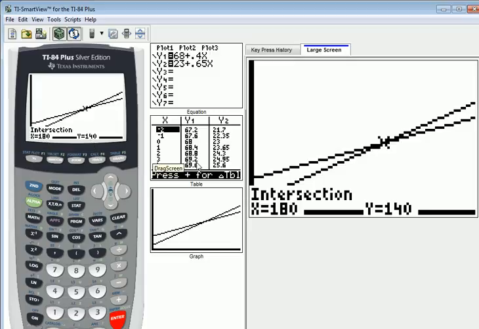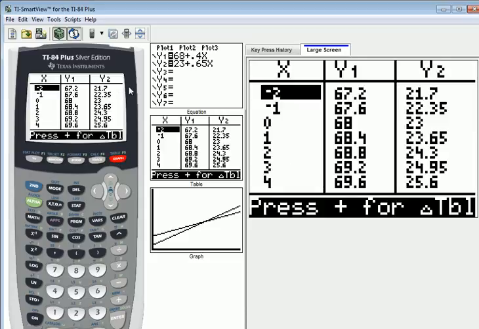Now, if you look right here, do you see I have a table? You also have a table. You just don't know where it is. If you look right above the graph button, do you see table? So if I hit second and graph, it gives me the table on the graphing calculator. This first column represents Peter's, the second column represents Helen's.